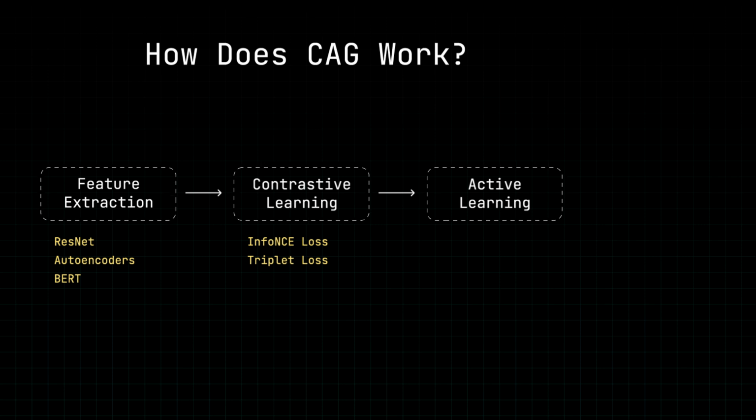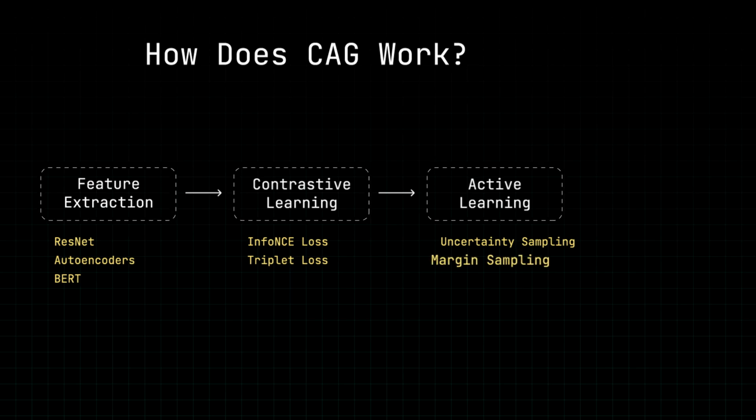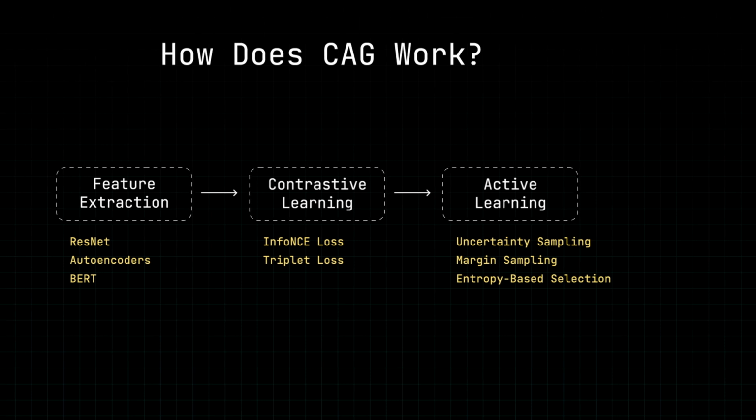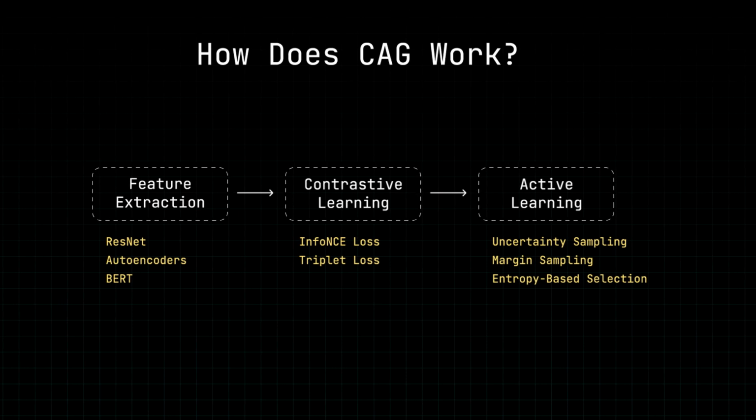Third thing, active learning. Now, instead of using all data points, AI chooses only the most valuable ones to learn from. Some techniques for this are uncertainty sampling: AI picks the most confusing data points to learn from. Margin sampling: AI focuses on cases where it is unsure between two possible answers. Entropy based selection: AI learns from the hardest examples first. This ensures that the AI spends less time on easy examples and more time learning from challenging ones.